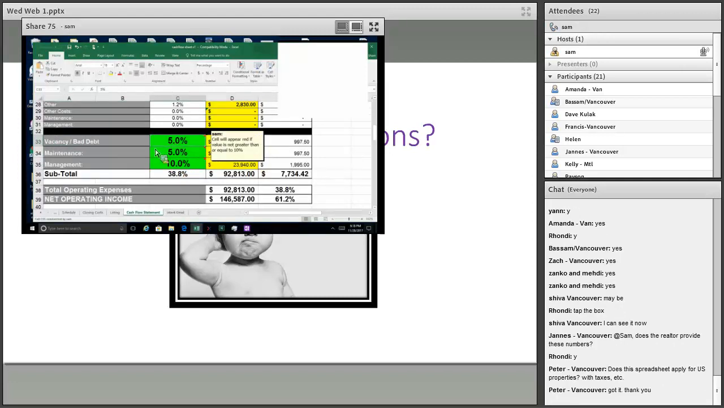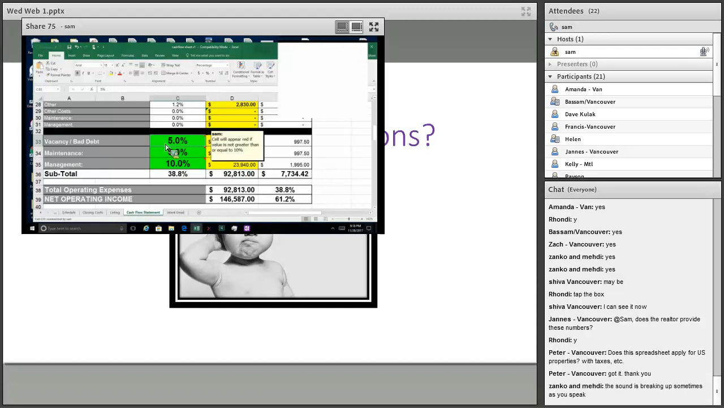Okay. So vacancy is always a 5 minimum. Doesn't matter if you're going to an area where they say, oh, we have no vacancy. It's always 5.